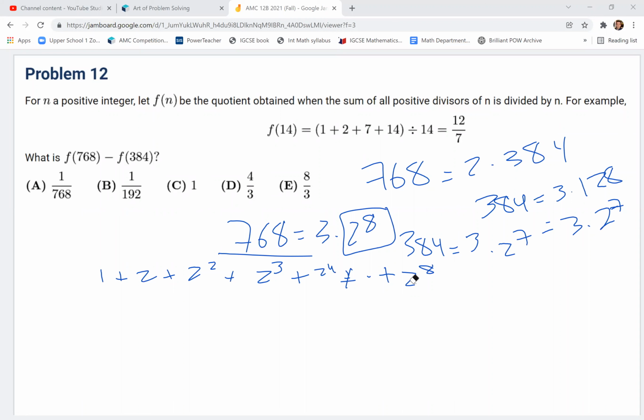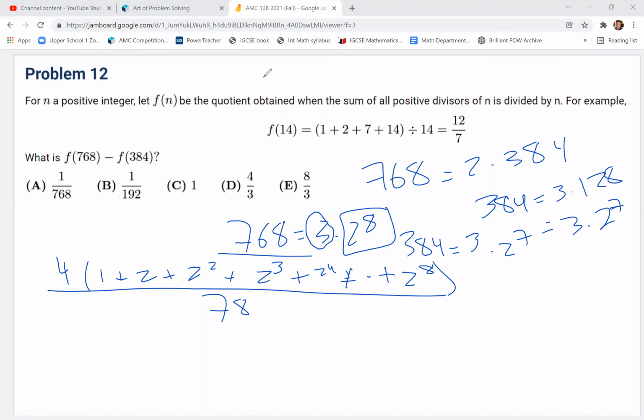So it's just the sum of powers of 2. But then remember, because you have this 3, you also have each of these factors multiplied by 3 as well. So you have the sum of the powers of 2 up to 2 to the 8, plus 3 times that sum. Adding the sum plus 3 times the sum, you get 4 times the sum. So the sum of all the factors of 768 would be 4 times (1 plus 2 plus 2 squared plus 2 cubed plus 2 to the 4 plus ... 2 to the 8), and that's all over 768.